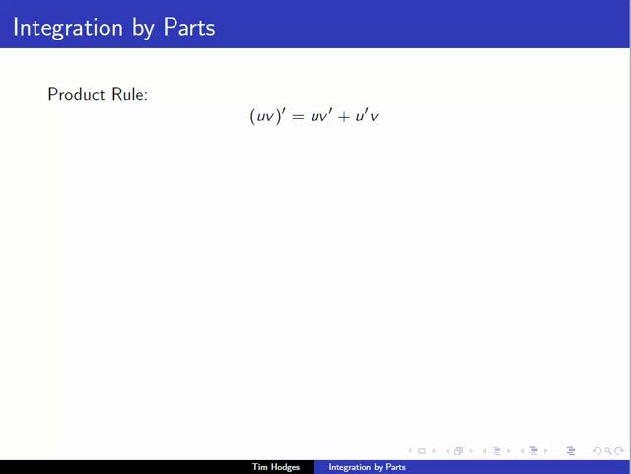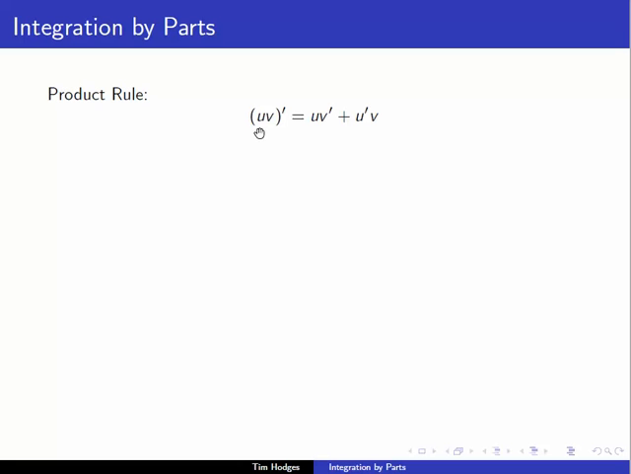Integration by parts is an analog for integration of the product rule for differentiation. It's usually used to integrate products of functions that we have no other way of integrating. Let's start off with the formula for the product rule.